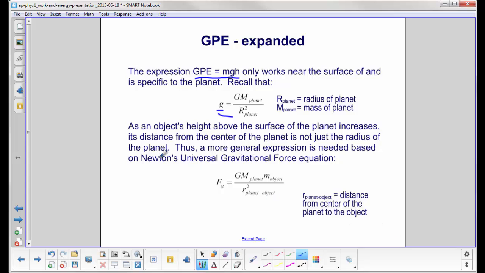So we're going to use Newton's universal gravitational force equation, where the force is equal to basically little g here times the mass of the object that you're interested in. And this r is not just the radius of the planet anymore, it's the distance from the center of the planet to the object. So take a little time on this slide. This is a very important piece to start with.